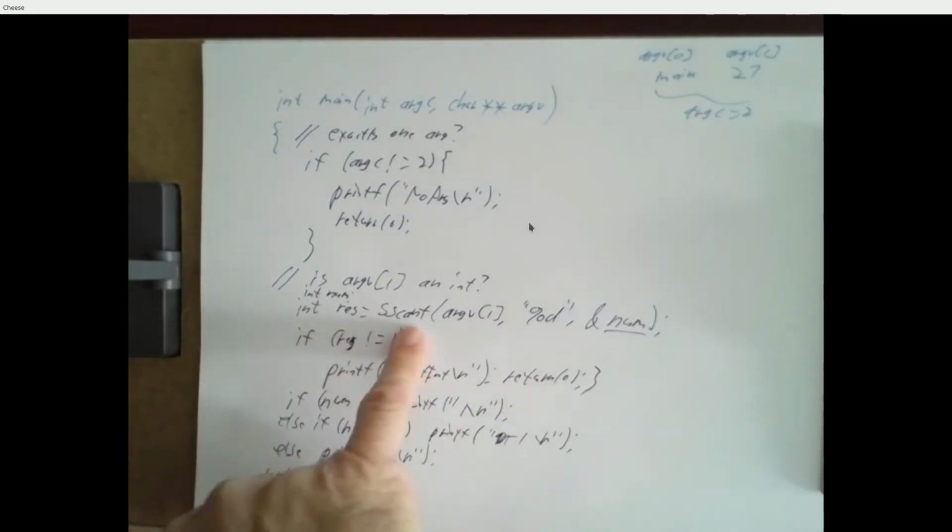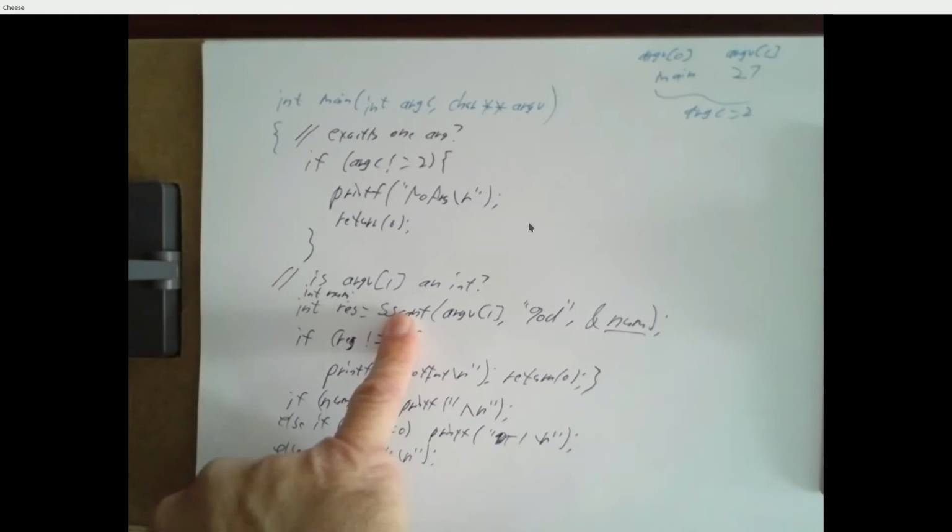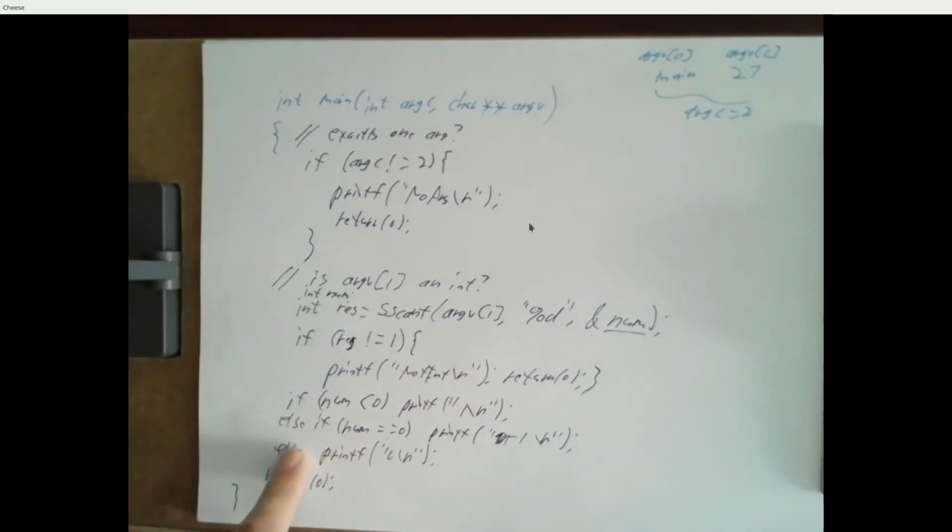Same thing if this returns something other than 1, so it didn't successfully parse an integer, but you don't exit here, and now you start using the value of num, one of these conditions is going to fire, and you're going to print 1, -1, or 0, even though you didn't have an integer, right?